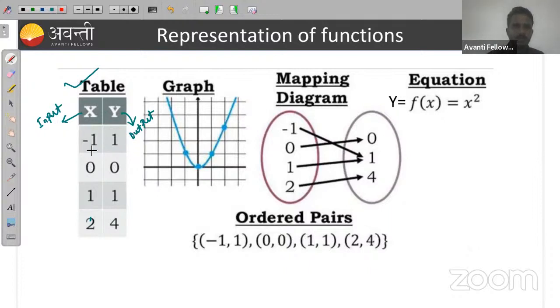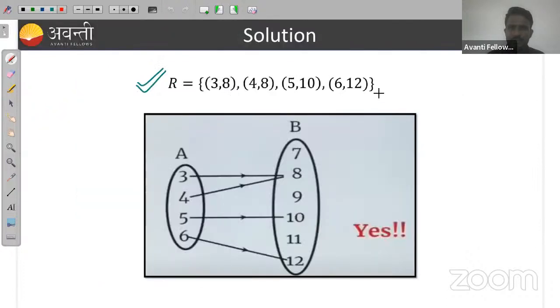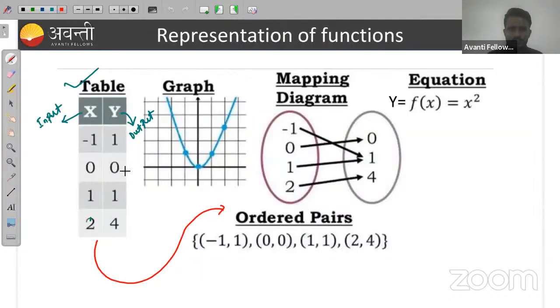So the set of all the inputs is written in the first column, and the set of outputs, that is 1, 1, 0, 0. What does it mean? -1 has image 1, 0 has image 0, 1 has image 1, 2 has image 1. And similarly, these things can be written as ordered pairs as well. So all are linked, right? I just wrote it in table form, and this can be written as ordered pairs. Like in the previous example, this is a function from A to B.